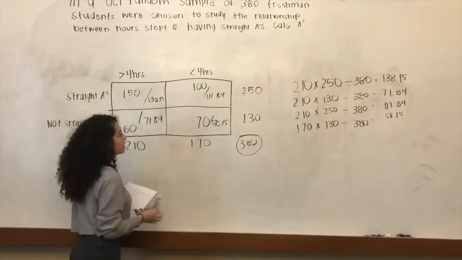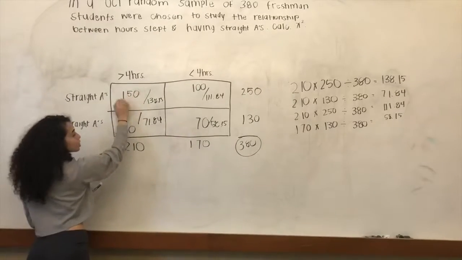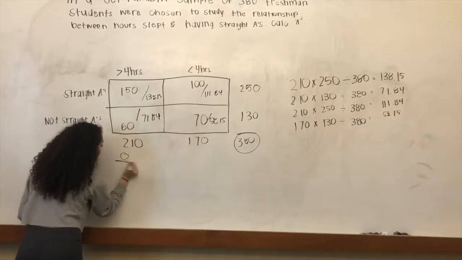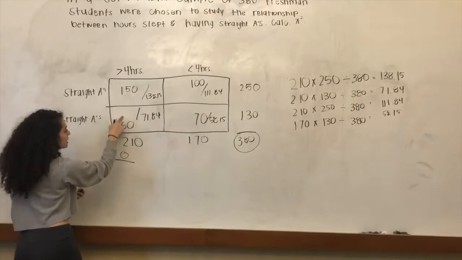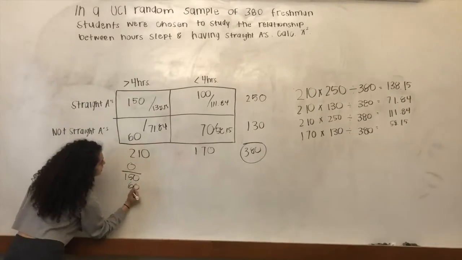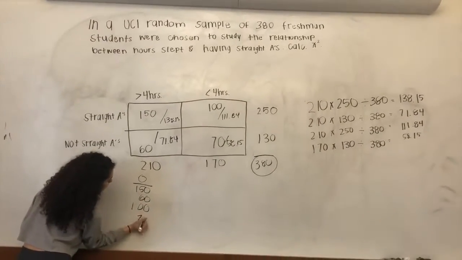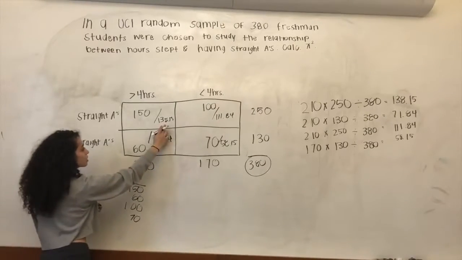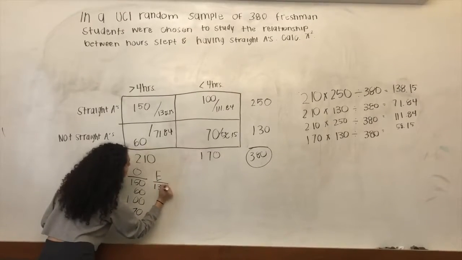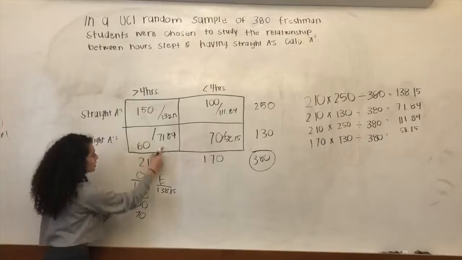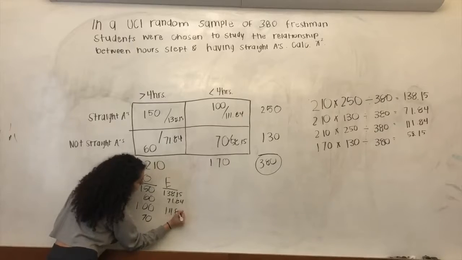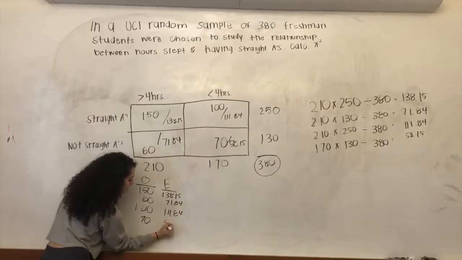So after we have each number with its individual calculation that we solved for each one, the original numbers are going to end up being O, and we're going to plug that in. So it's going to equal 150, 60, 170. And the expected is going to be the numbers that we calculated on that side, which is going to be 138.15, 71.84, 111.84, and 58.15.